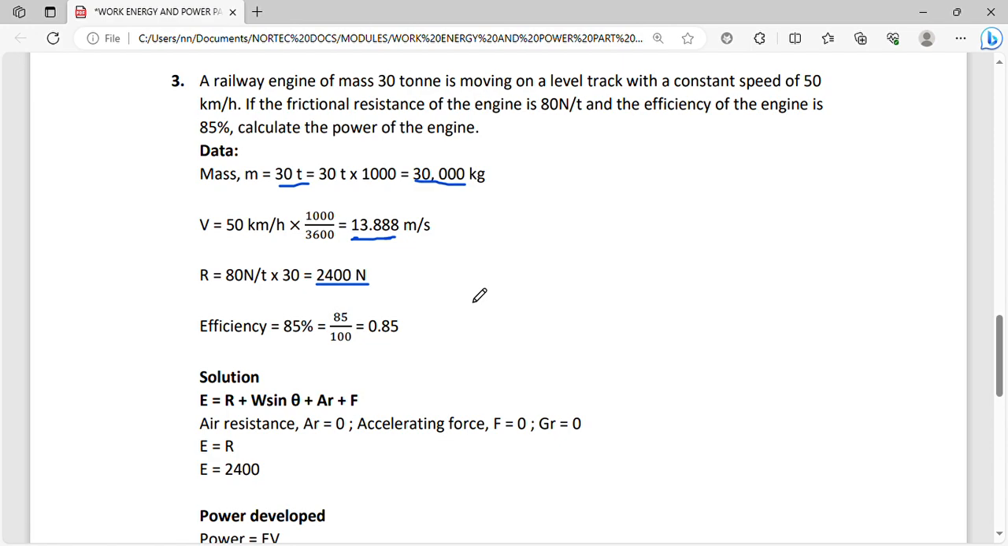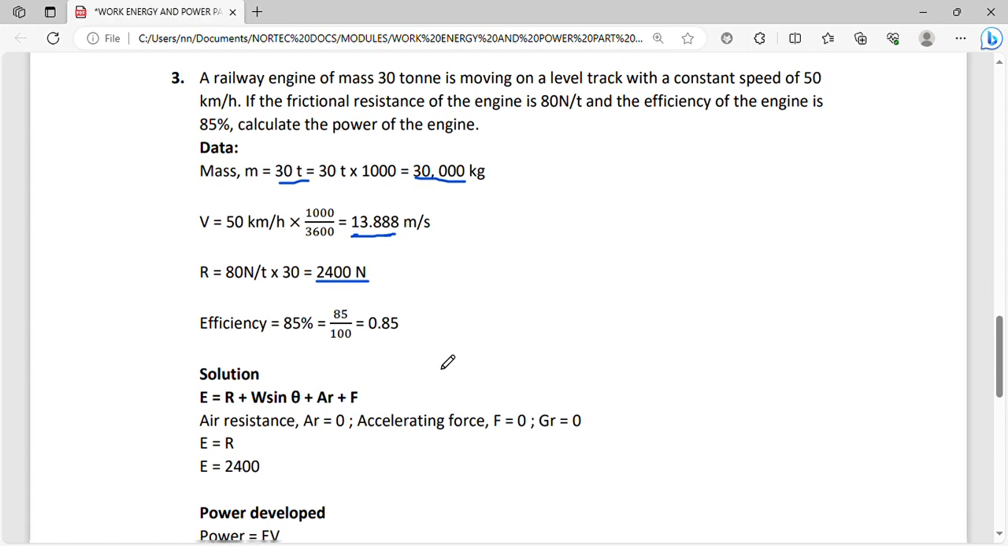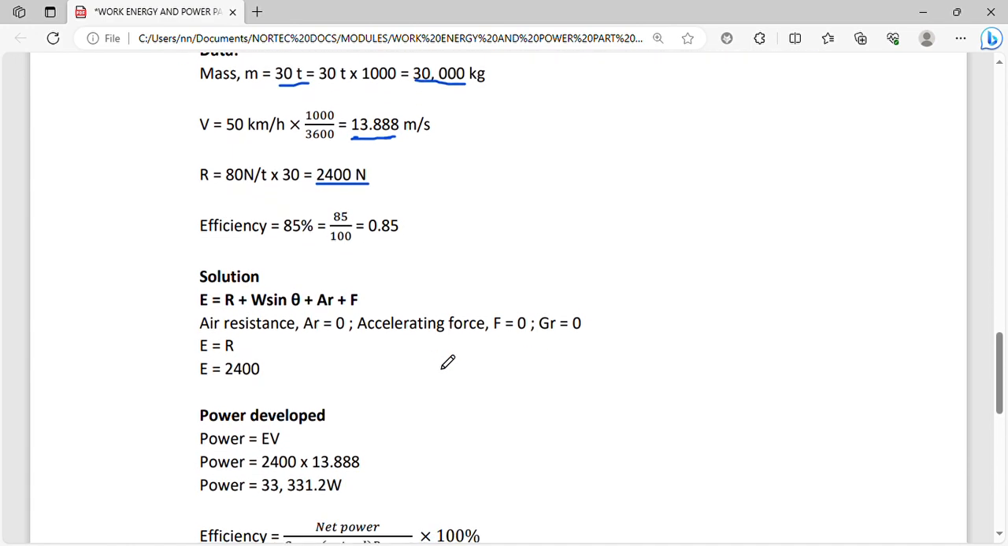The next thing we have there is the efficiency of this engine, which is 85%. 85% means 85 over 100, which is 0.85. We'll see which one we can easily enjoy working with. So we can either use 0.85 or 85 over 100. The interpretation is the same. That is the information that has been provided.